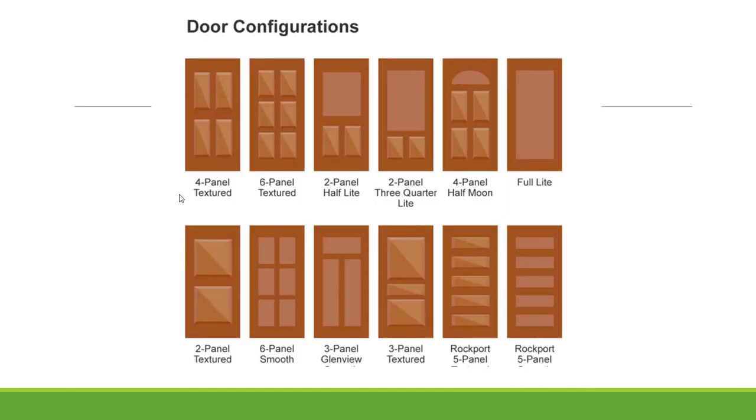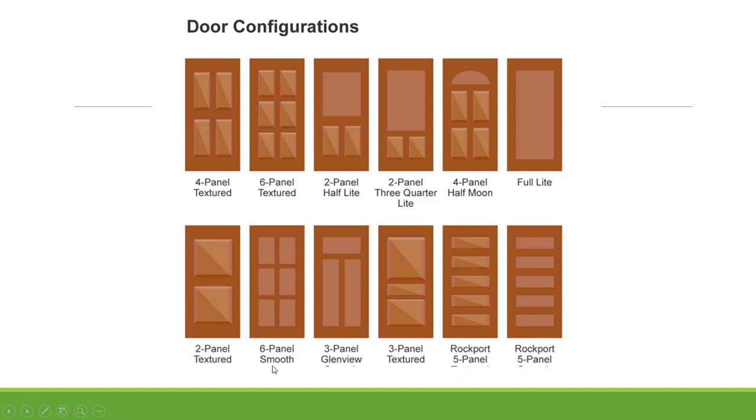and we actually divide doors on the basis of the panels. So this is some sort of configuration of different doors. If there are 4 panels, we call it 4 panel textured. 6 panel textured if there are 6 panels. If there are 2 panels, we call it 2 panel half lit. This is 3/4 lit, and there are 2 panels, right? Here are 4 panels and half moon shape. So these are different configurations of doors.